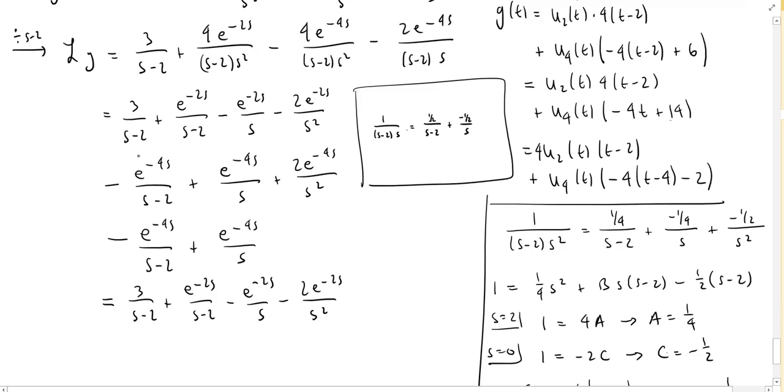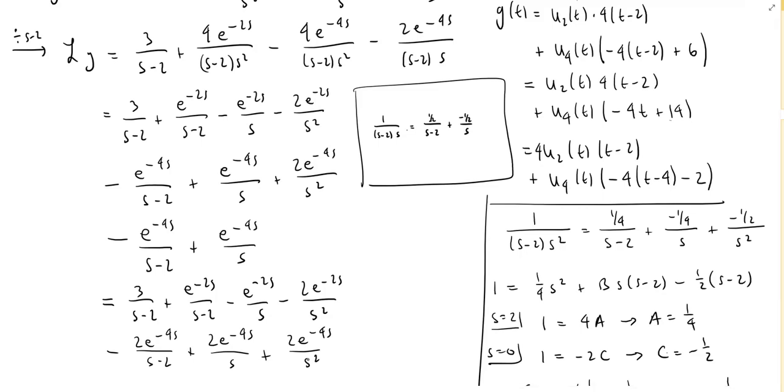Then we have -2 of these, so minus 2e to the -4s over s minus 2. And plus, now we have 2 of those, so plus 2e to the -4s over s. And then finally, plus 2e to the -4s over s squared. Okay, so that's our L of y. And now what I claim is that each one of these is in the position we need it to be in order to use the table to compute the inverse Laplace transform.